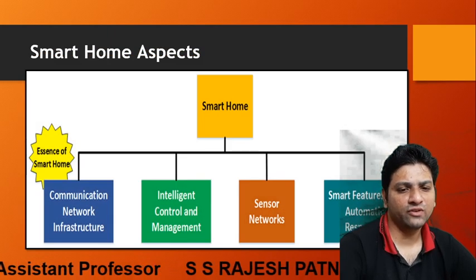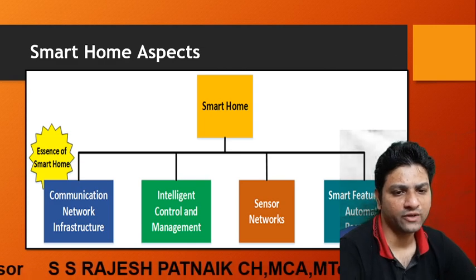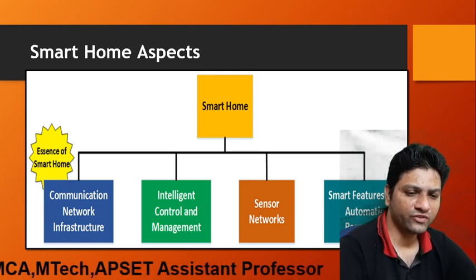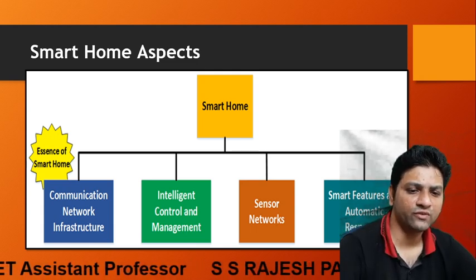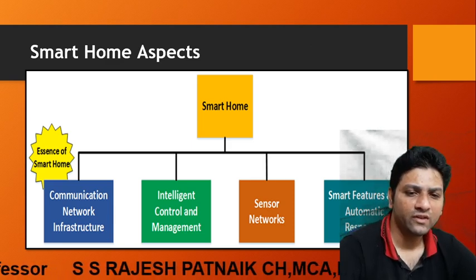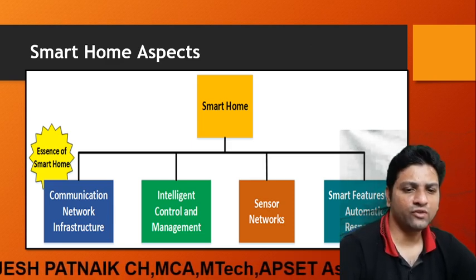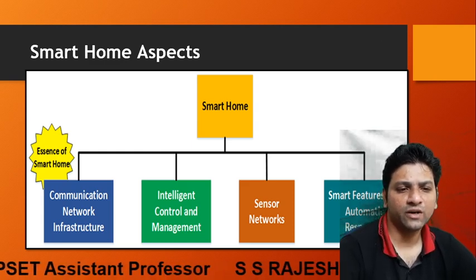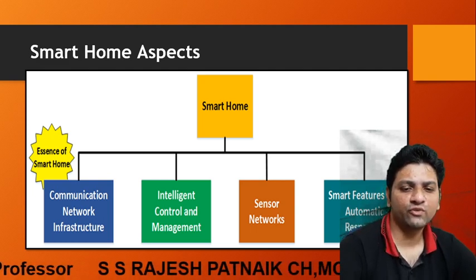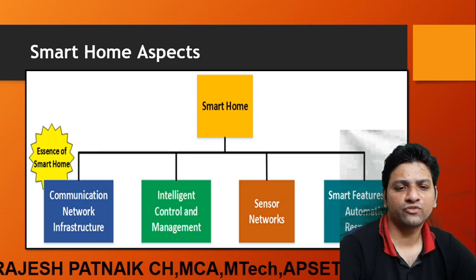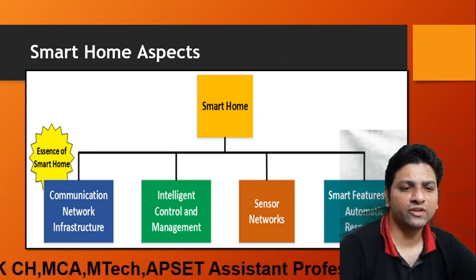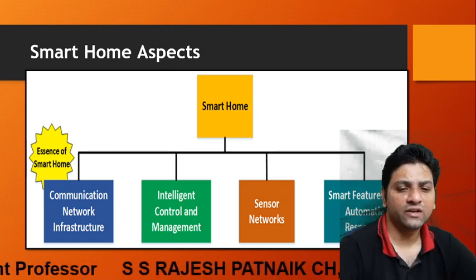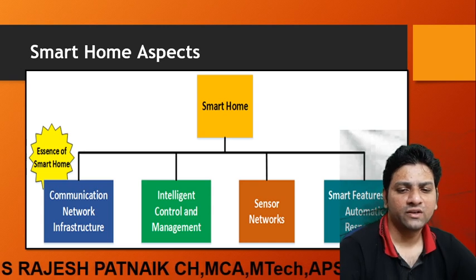Smart home aspects. What are the smart home aspects? Communication network infrastructure, that means the home area network consisting of various types of IoT devices and different hardware parts. Intelligent control and management is another aspect. And sensor networks, smart features and automatic response. These are all the smart parts of smart homes. Everyone knows, as we discussed many times in class regarding the different parts. So go through that.